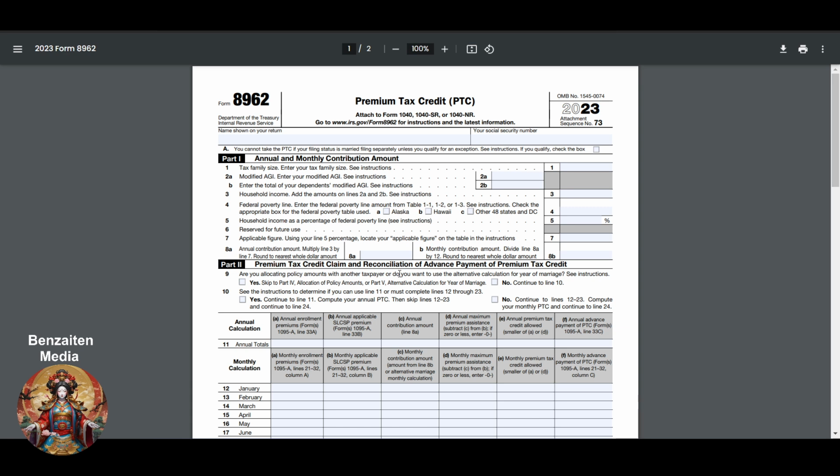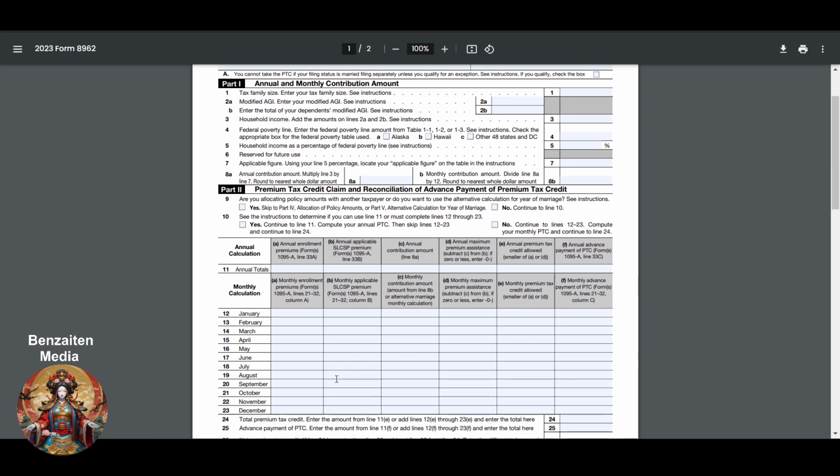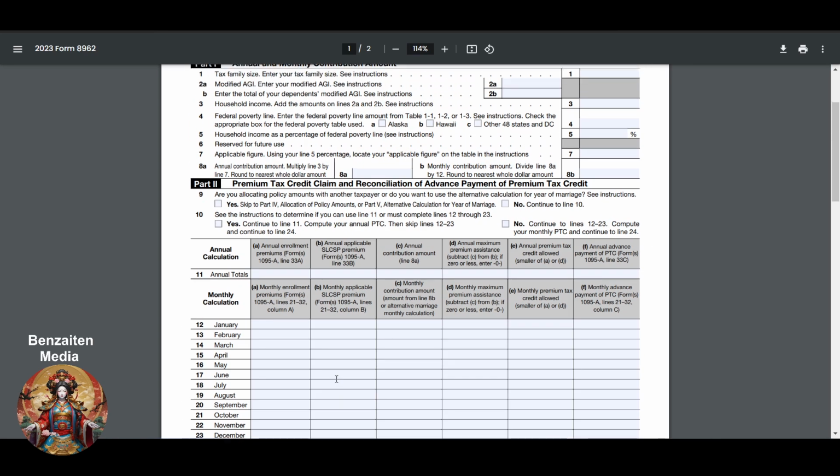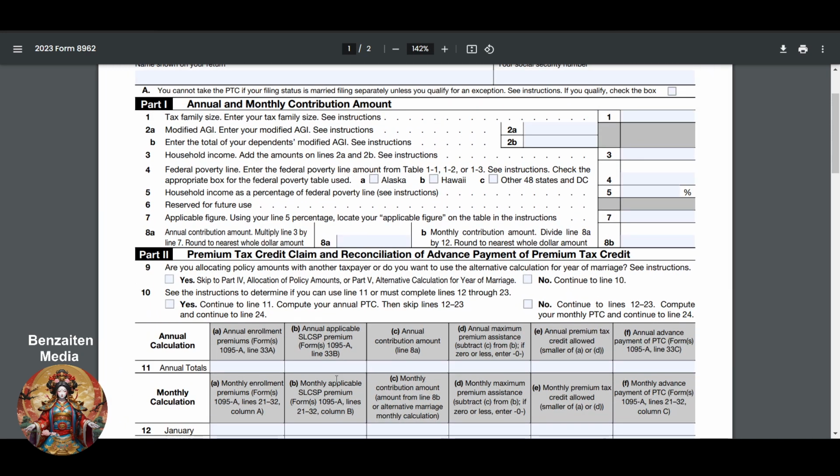Now the very first thing, before moving further, you need to collect the form 1095-A from your health insurance marketplace exchange, which provides information about your coverage and APTC receipt. The second thing, you have to calculate your household income. As you can see here, in part one, I will explain every part. Determine your household income for the year. This includes income from all sources of all household members.